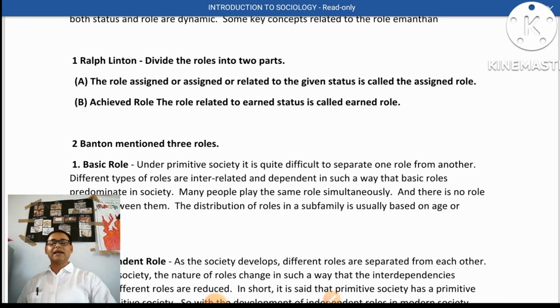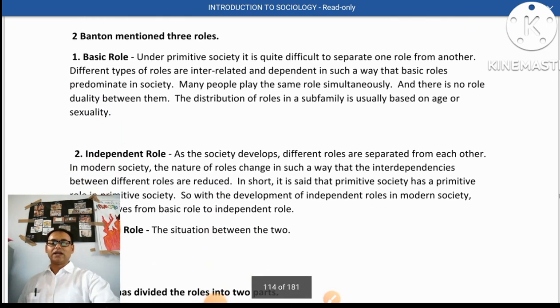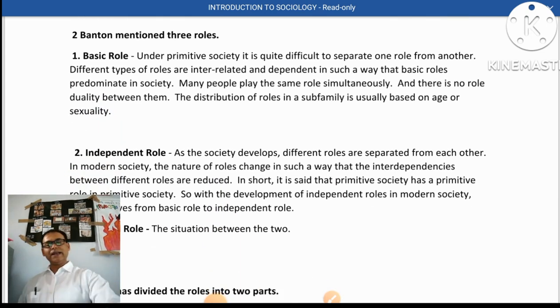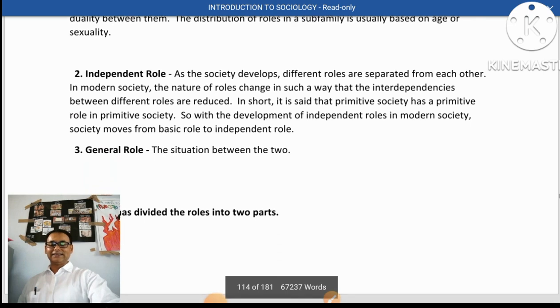Ascribed status, ascribed role, and achieved role. The role assigned related to the given status is called ascribed role. Achieved role: the role related to the earned status is called achieved role. Means ascribed role and achieved role. Banton mentioned three roles: basic role, independent role, and general role.